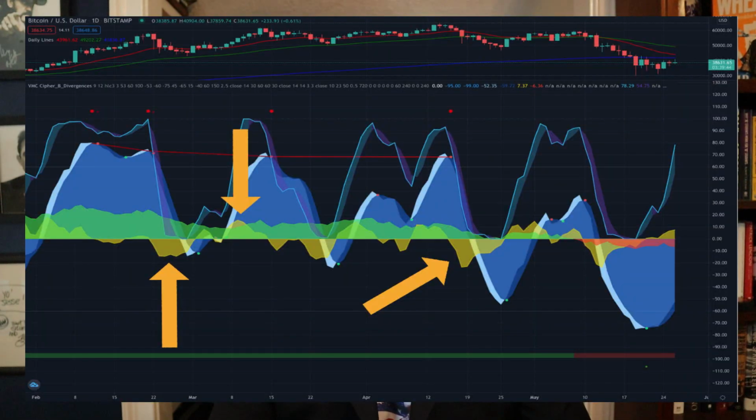Now lastly, the yellow area is the volume weighted average price, or VWAP. If you were trading by the minute or hour, you could use this to essentially gauge when to get in or when to get out of a coin, all right?